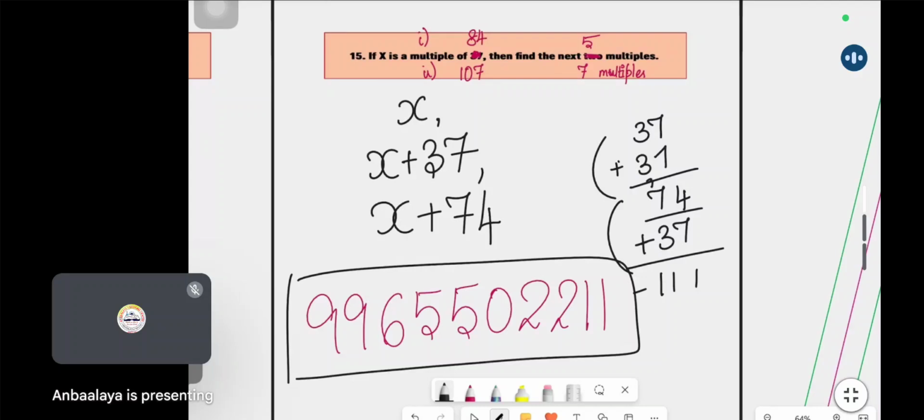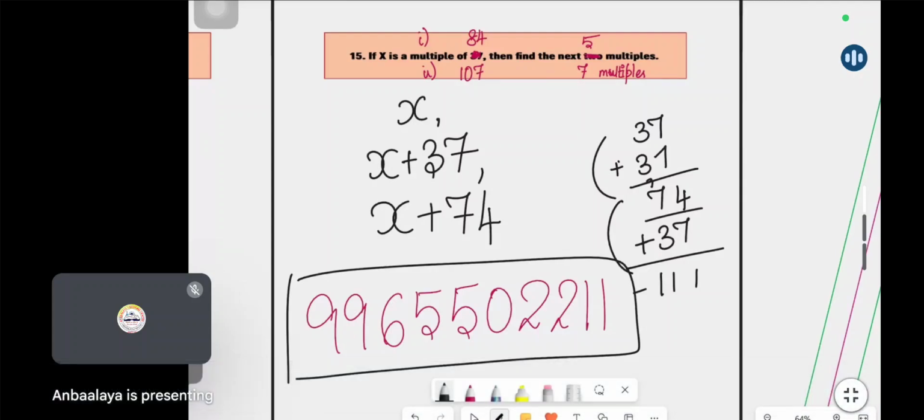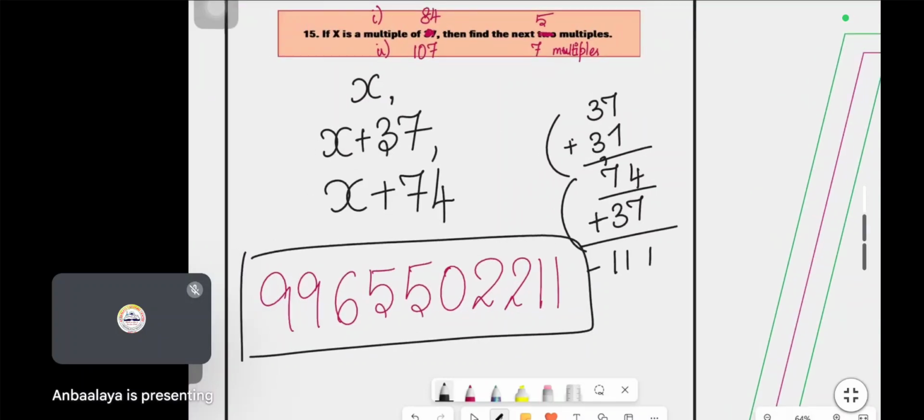So this is your WhatsApp number you need to send: 9965502211. Using this number, you can send your answer. Send your answer before this evening, okay? This is your homework question. Okay, take a screenshot of this one.